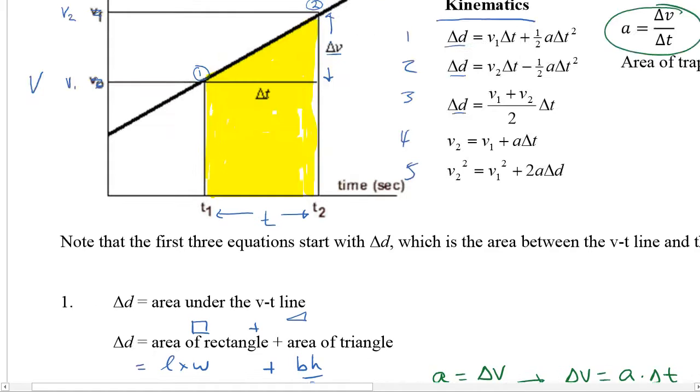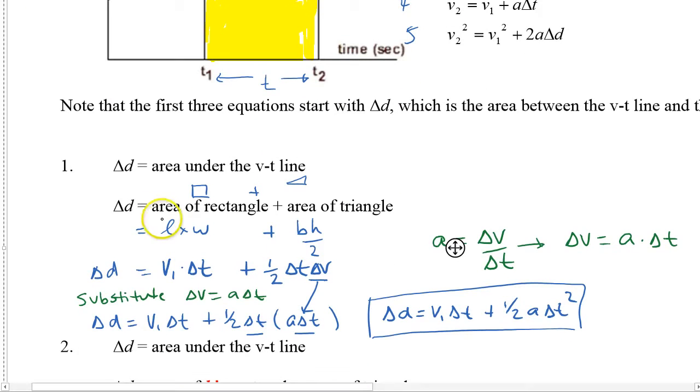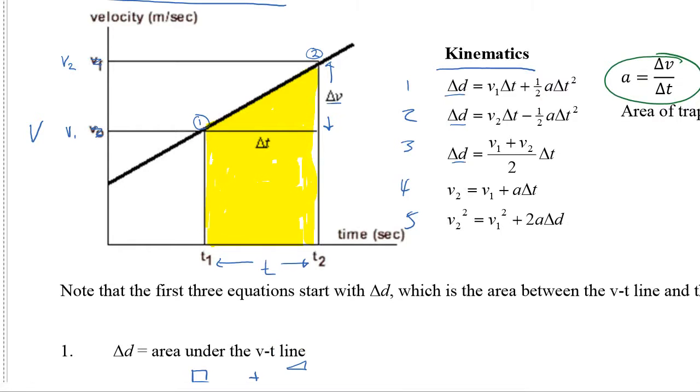What have we used? We've used a generic VT graph, and we've used this idea that the area under a VT line is delta D. So there is equation number 1. I just want you to notice a little bit something. If the velocity was constant, then the line would look like this, right? And this block here would represent how far the object went if it was going at a constant velocity. But because the object is accelerating, the triangle represents the extra amount that the object would have moved because of the acceleration.